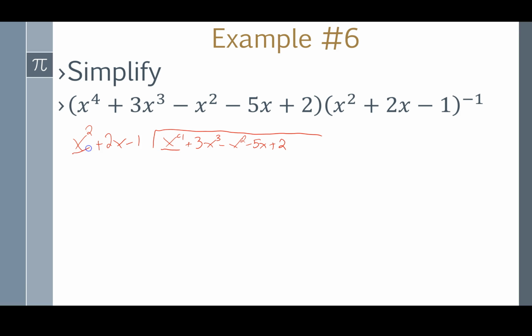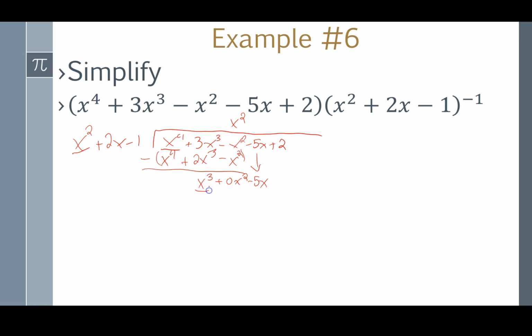X to the fourth divided by x squared is x squared. And then we multiply from the top to the outside and get x to the fourth plus 2x cubed minus x squared. So when we subtract these terms, the x fourths cancel. 3 minus 2 is x cubed. Negative x squared minus negative x squared becomes negative x squared plus x squared, which cancels. So right is 0x squared, just so we have our proper placeholder. We'll carry down the negative 5x.